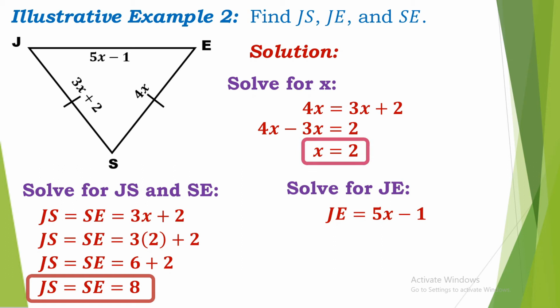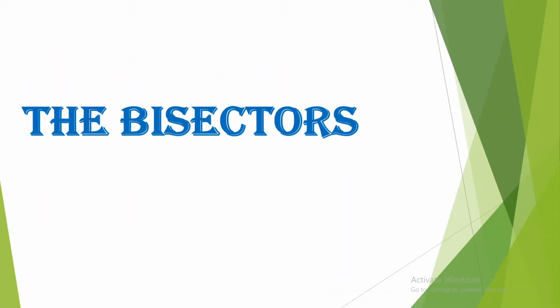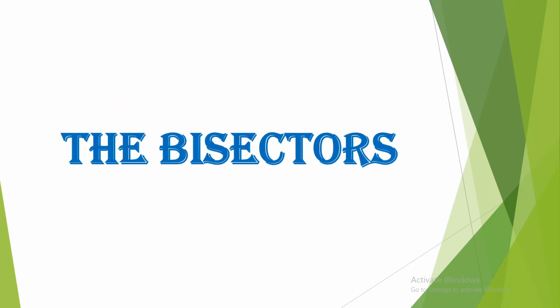So by substitution, we now have 5 times the value of x, which is 2, minus 1. 5 times 2 is 10, and 10 minus 1 is 9. Therefore, the measure of segment JE is 9 units. Now, let's proceed to the bisectors.